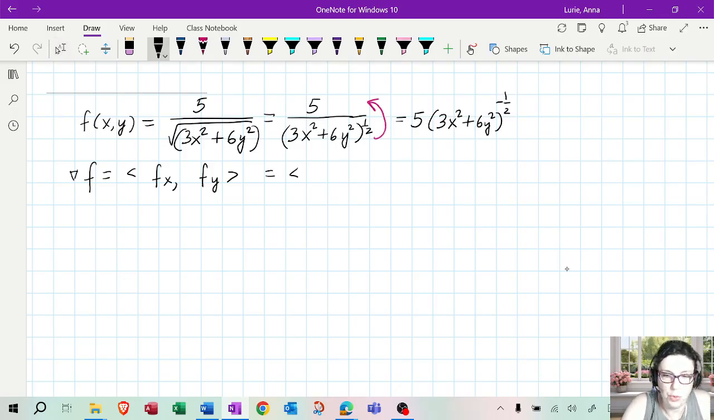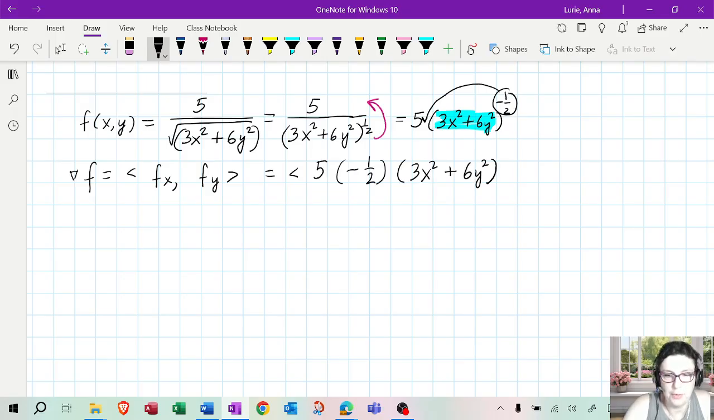Okay, so we're using the chain rule, and we are first concentrating on just taking the derivative with respect to x. So we got 5 times something, this whole something, to the power negative 1/2. How do we take the derivative of that? Well, we take 5, then we bring this power down to the front. So that's going to become negative 1/2. Then we keep the same thing, but to the power 1 less. So negative 1/2 subtract 1, that would be negative 3/2.